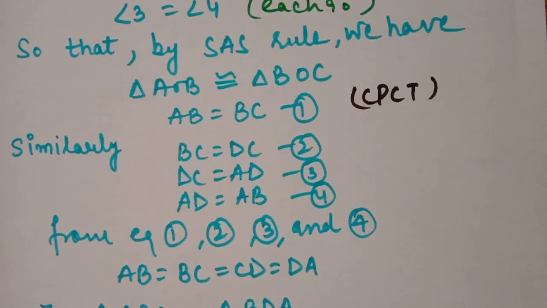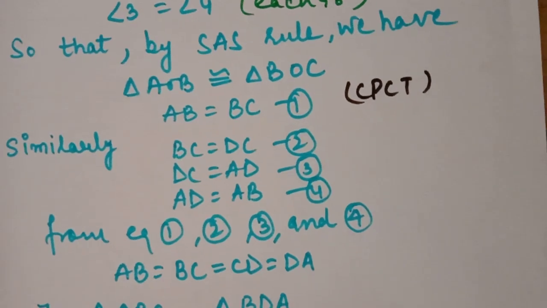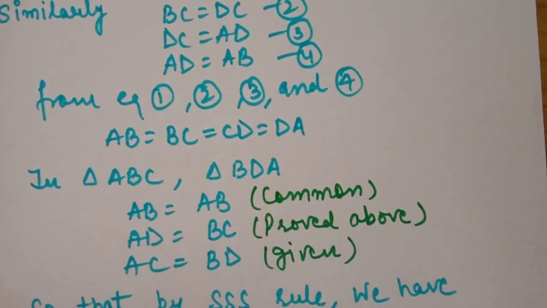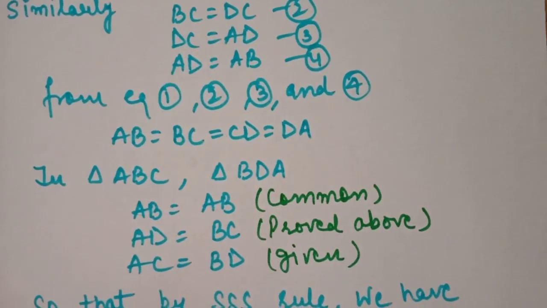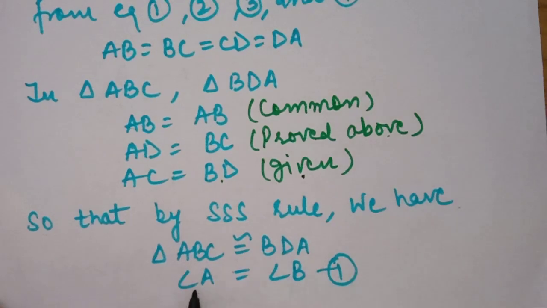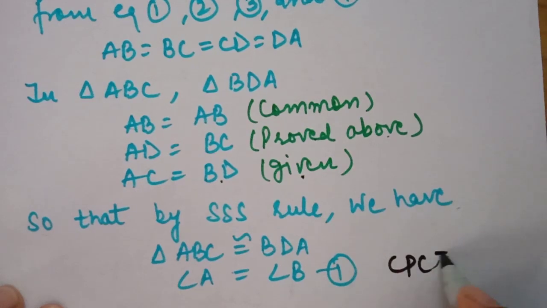Now our motive is to prove that all interior angles of this quadrilateral are equal to 90 degrees. For this, we will choose triangle ABC and triangle BDA. In these two triangles, we try to prove congruence. So students, AB is equal to AB, common. AD is equal to BC, proved above. AC is equal to BD, given. So by the SAS rule, both the triangles are congruent and angle A is equal to angle B, equation number 1. Why are they equal? CPCT, corresponding parts of congruent triangles.